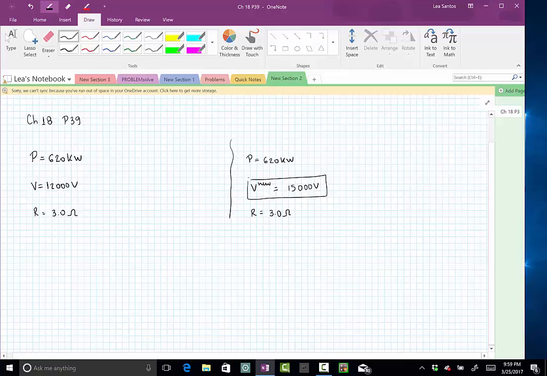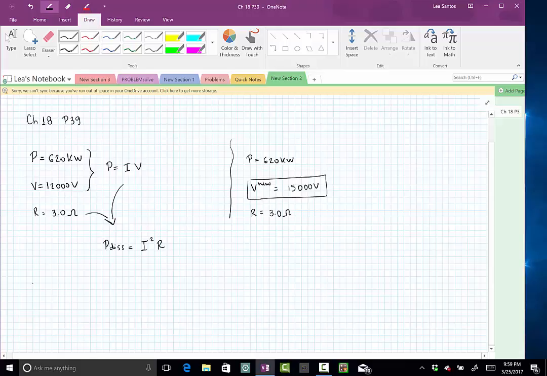Okay, so let's start with the original case on the left, and from P and V we can find the current created by this power station. Now, we have that the power is IV. So from here we can get this current. Once we have this current, we can then find out how much power is dissipated through the wires. And so the amount of power dissipated through the wires is going to be given by I squared, we just found that I squared, multiplied by R.